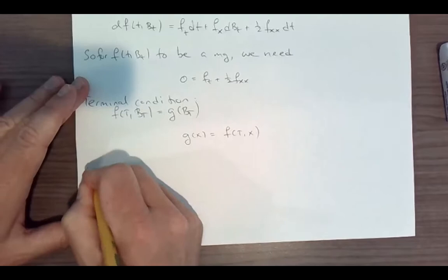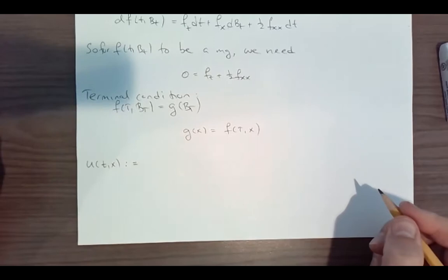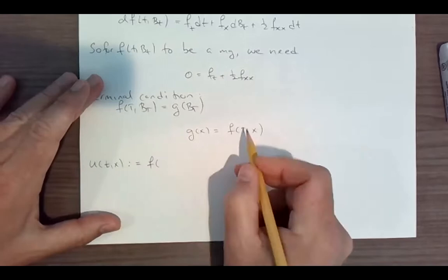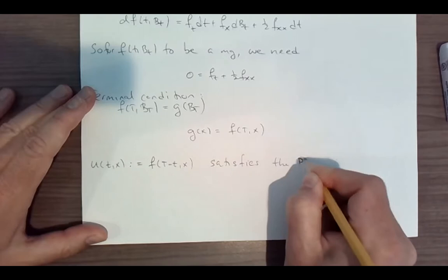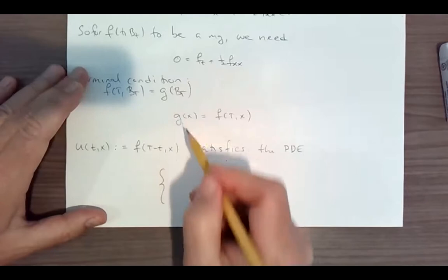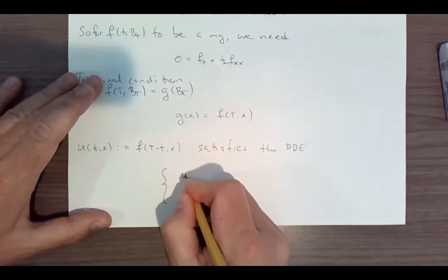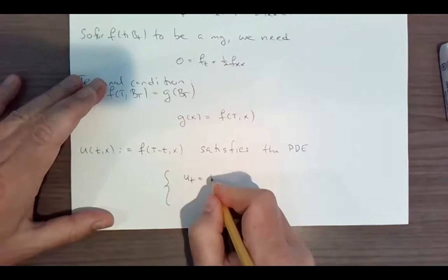So you can look at u at t, x simply to be your f, but then you run time backwards. So you do T minus t and then x. And then this guy will satisfy the PDE. When you compute the derivative with respect to time, you're going to get a minus sign when you move to the other side. You'll get that u_t is equal to 1/2 u_xx.